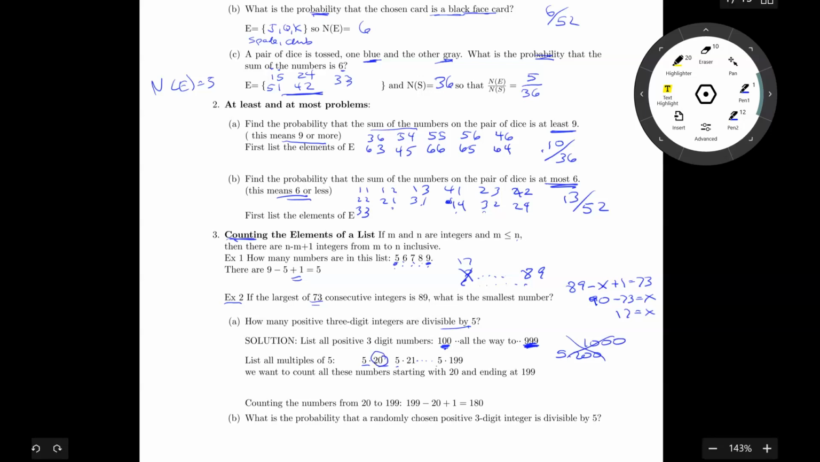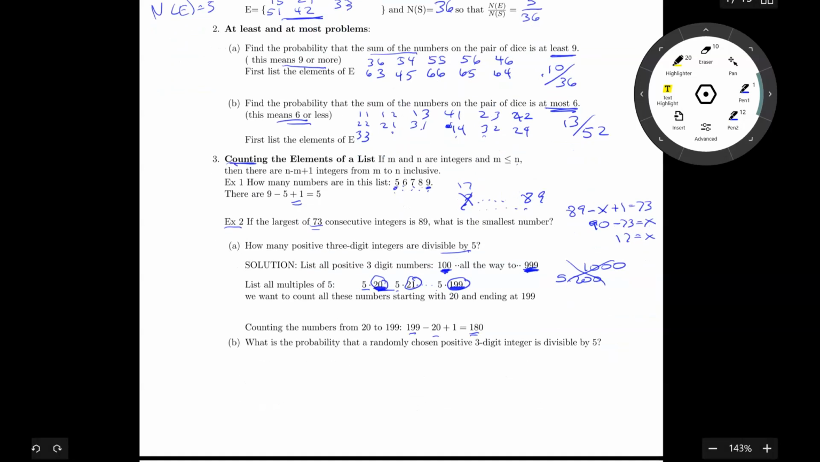Okay, so how do we count this many? Here I have 20, 21, dot dot dot, all the way to 199, right? So I want to count how many numbers are there between 20 and 199. Well, that's what we just figured out how to do, right? Take 199, subtract off 20, add 1 to count all the numbers in between. So that's 180. So there's 180 multiples of 5 between 100 and 999.